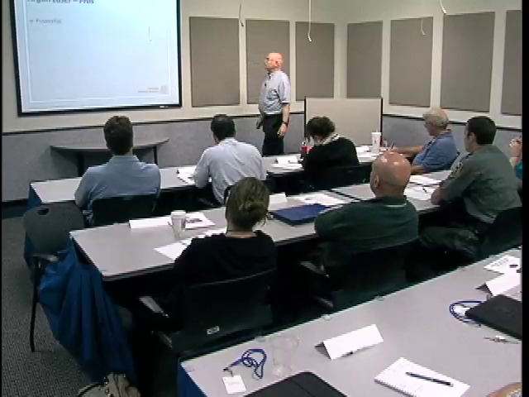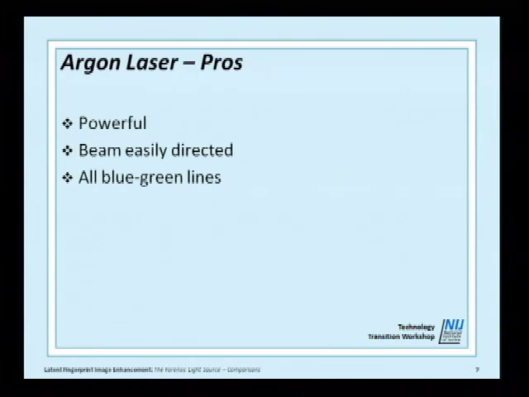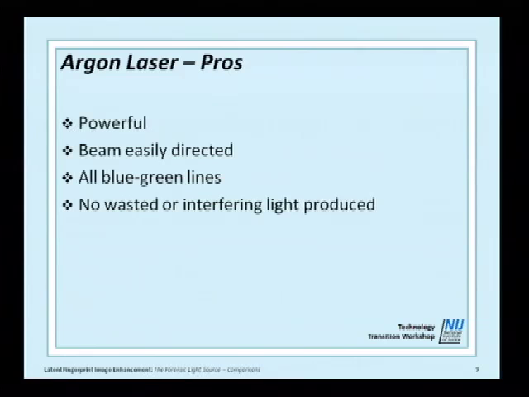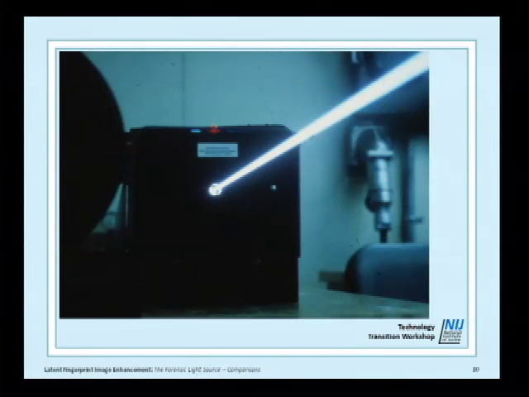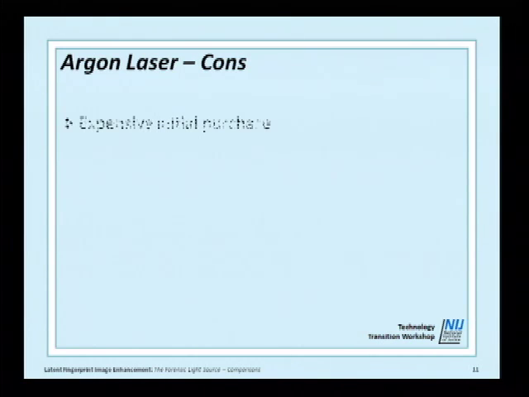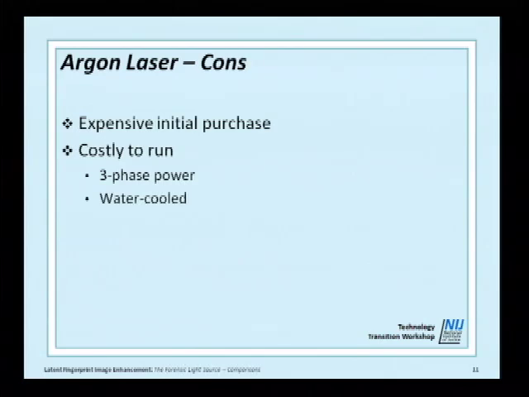So the pros of that machine: it was powerful. The beam was easily directed. You didn't have to worry about blocking anything because all of the output of that was forensically useful. And if you wanted to go with single line lasing, you could just simply change from your all lines mirror in the back and use any one of those lines you cared to. No wasted or interfering light produced. Big list of cons, big cons. Very expensive initial purchase, costly to run, three-phase power, water-cooled, and required expert maintenance.